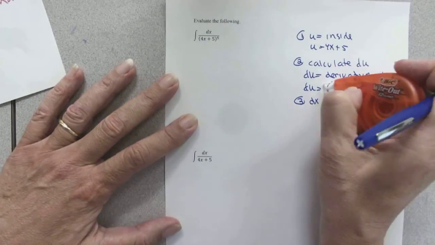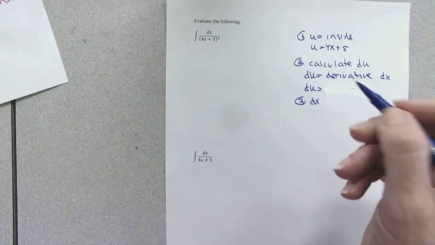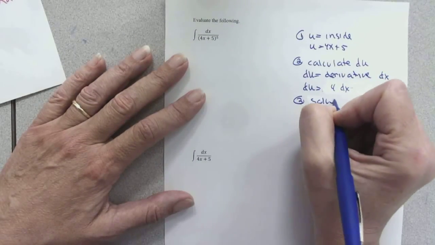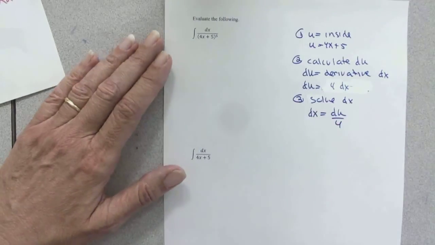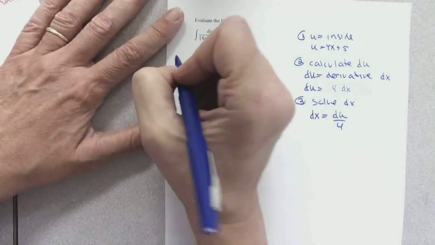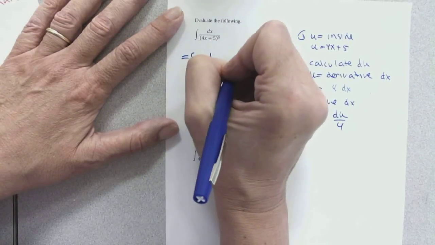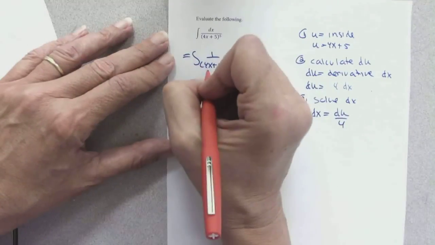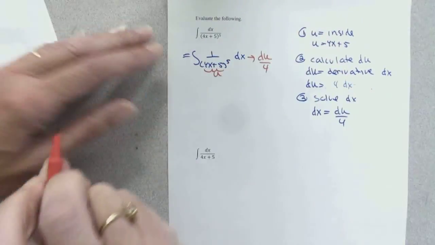Yeah, that's wrong, isn't it? I didn't take the derivative. Let's try to actually take the derivative here. 4 dx. And then solve for dx. And so dx equals du over 4. Okay. Now remember that dx on the top, you can just bring it over to the side. Then make my substitution, that's u. dx is du over 4.